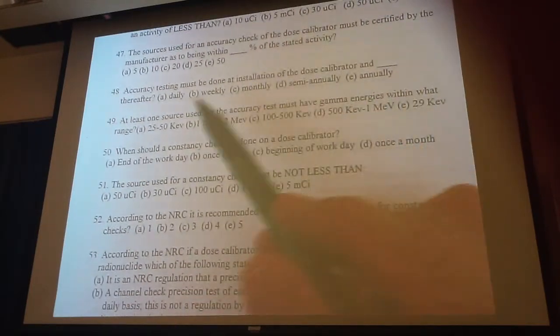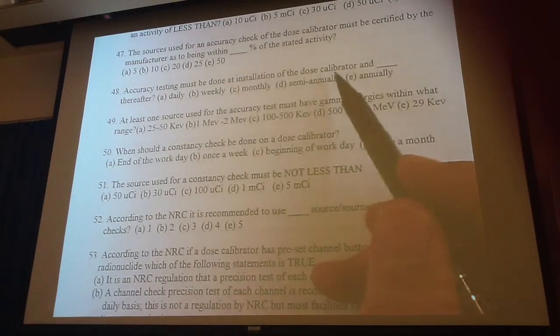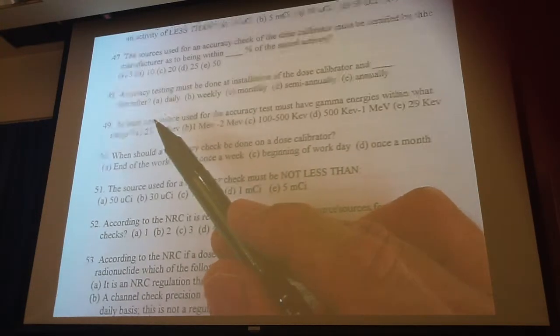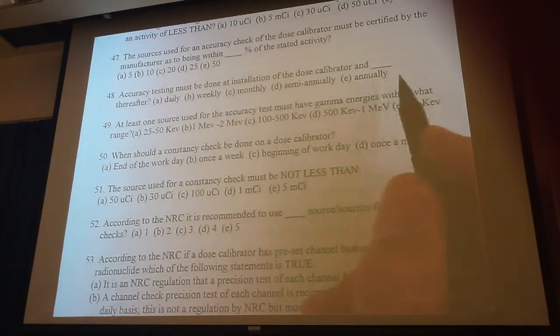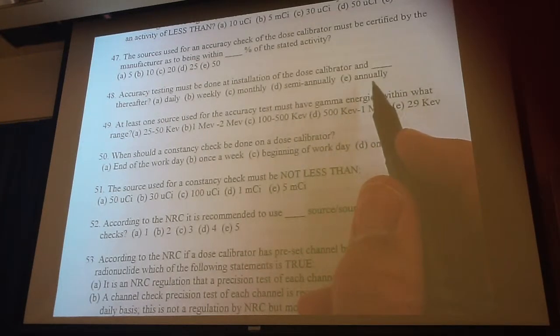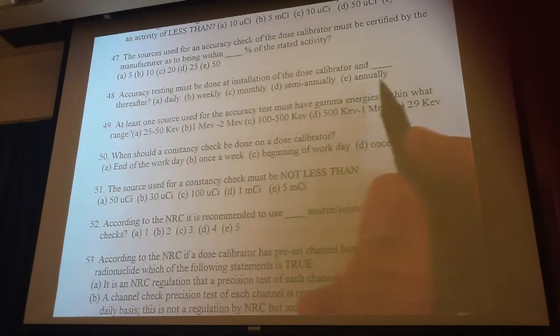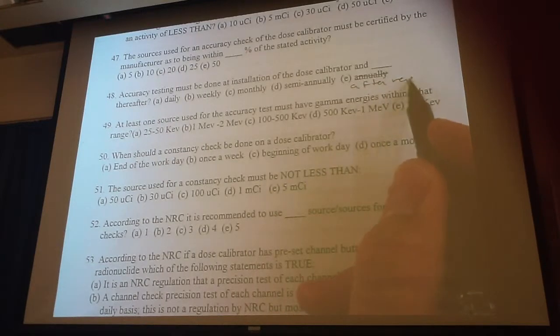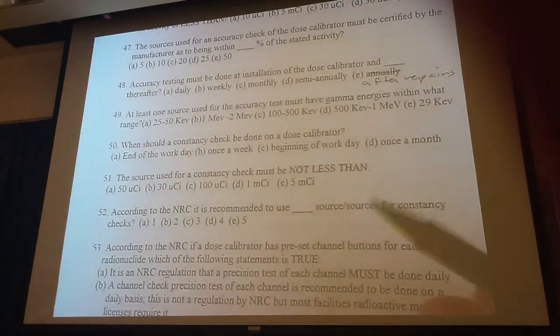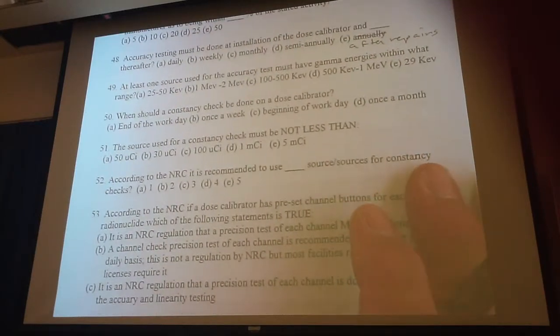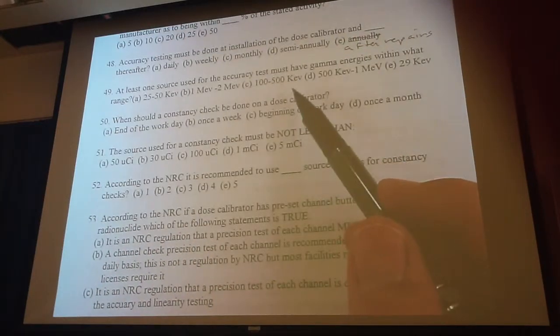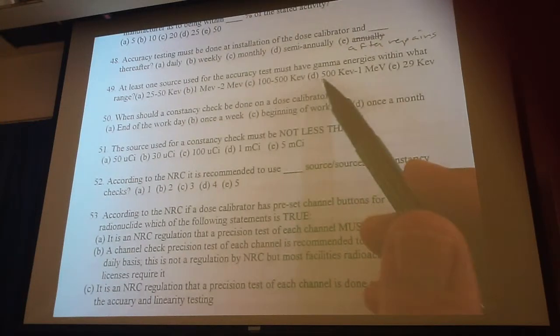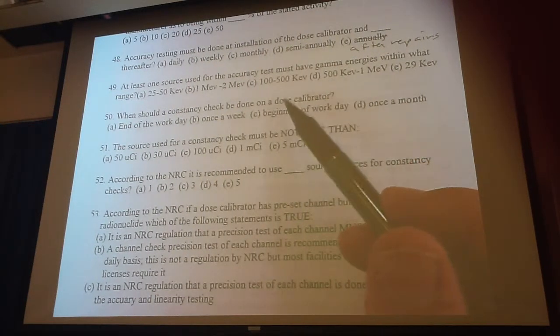And then number 48, accuracy testing must be done at installation of the dose calibrator, and then how often thereafter. My answer was E, but change that to after repairs. Okay. Okay, number 49, this is also an NRC requirement. At least one source used for the accuracy test must have a gamma energy within what range?